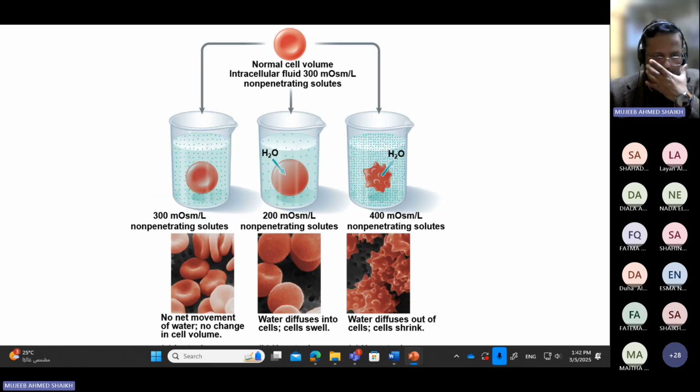Okay, now this is an exercise related to hypertonic and hypotonic solutions. Here is a solution which has 300 milliosmol. If you put the RBC in it, what will happen?